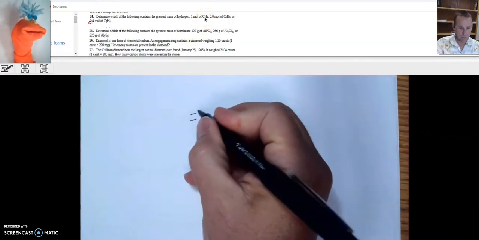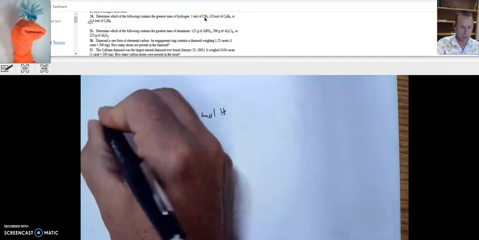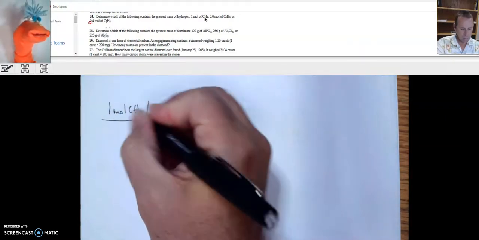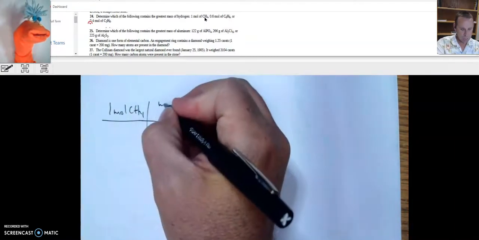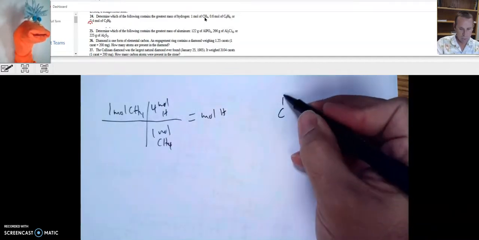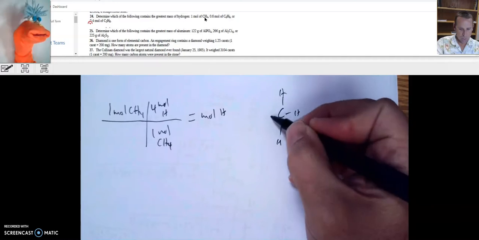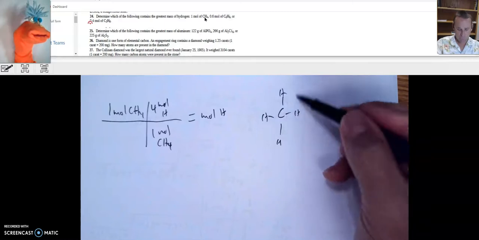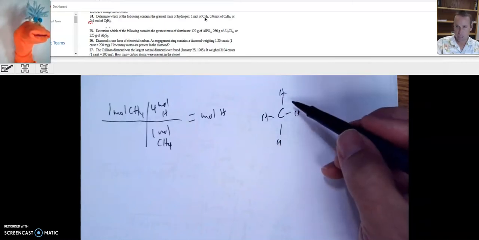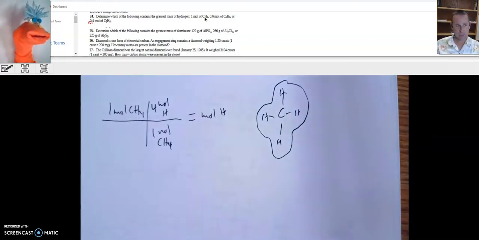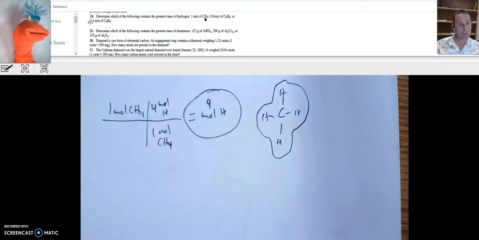If I want to know how many moles of hydrogen, and I start off with 1 mole of CH4, I can go from moles of CH4 to my moles of hydrogen. And there's 4 for each CH4. For each CH4, there's 4 hydrogens. So if I have a mole of these, I have 4 moles of the hydrogens. You can play that game with dozens as well. If I have a dozen of these, I would end up with a dozen hydrogens. So, 4 moles of hydrogen in the first scenario.